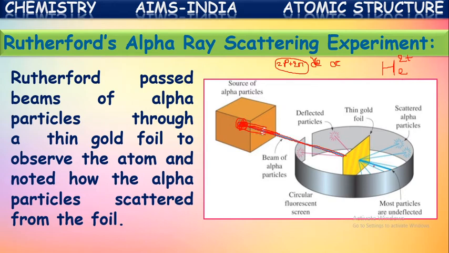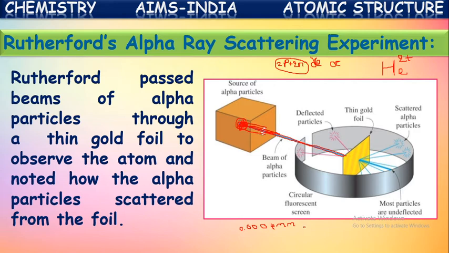A metallic foil is taken. Why was only gold foil taken? There is a reason. Gold has one special property, that is high malleability. It can be made into a very thin sheet. The thickness of the sheet taken here is around 0.0004 millimeters. This very thin gold foil is taken for the alpha particles to fall on.